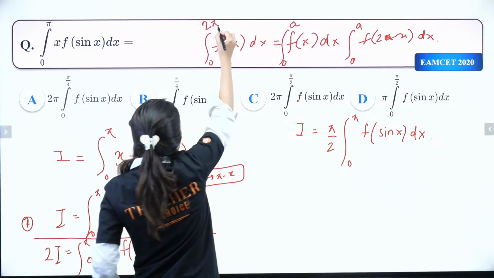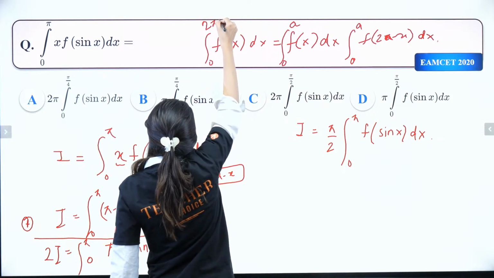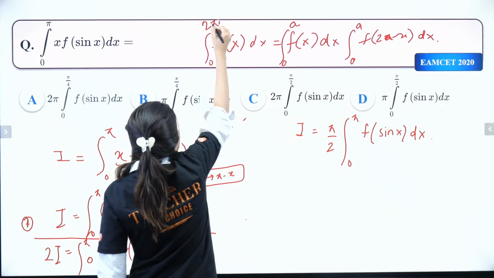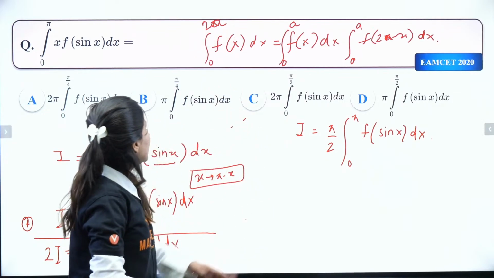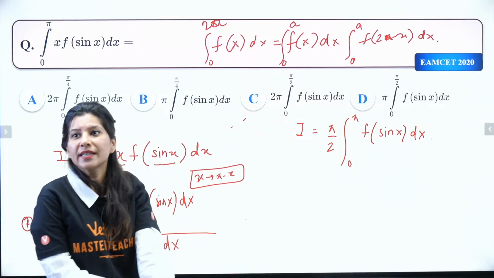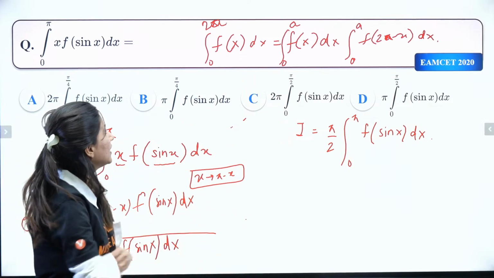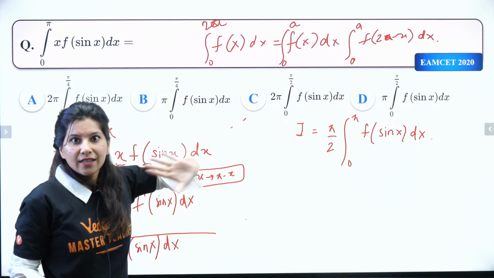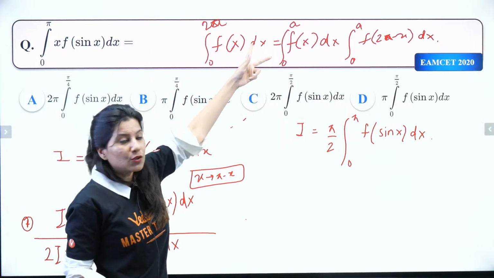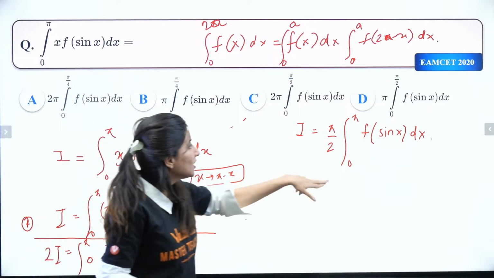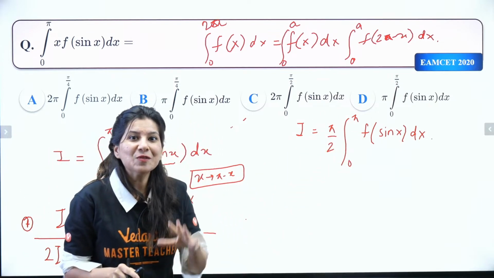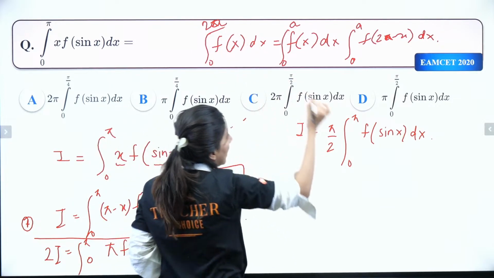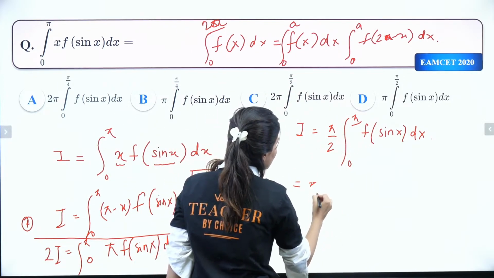Let us understand this property. We will be using it when we need to change the limit. So can you see, 0 to 2a is converted into 0 to a. That's what we want. We want 0 to pi to get converted into 0 to pi by 2. So let us apply this property. Here 2a and pi are the same, so the upper limit is going to be pi by 2.